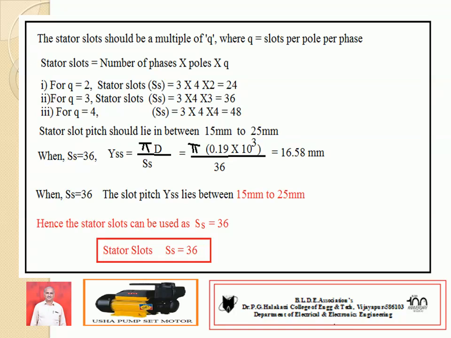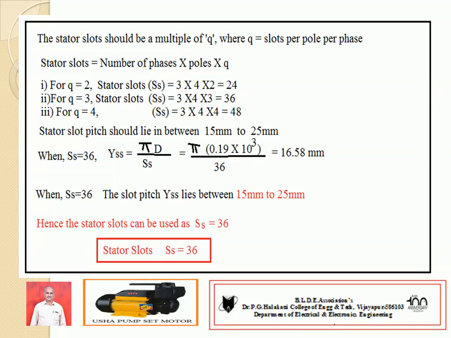After that, second condition: stator slot pitch should lie between 15 mm to 25 mm. Hence, I have to check all these values. Number 1, SS equal to 36. So, YSS equal to pi D by SS. Pi into D, 0.19, it is in meters, convert into millimeters: 0.19 into 10 to the power of 3 divided by SS 36. So, we are going to get 16.58 mm.